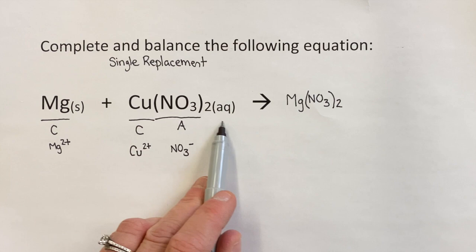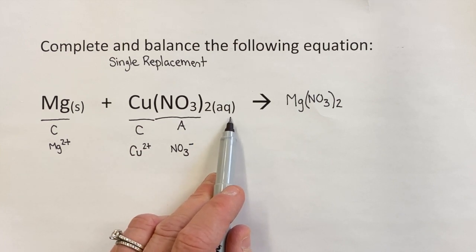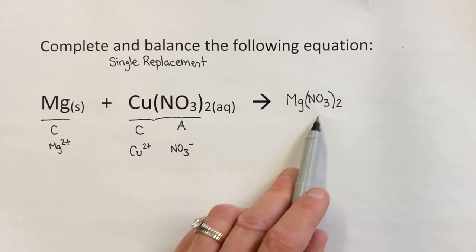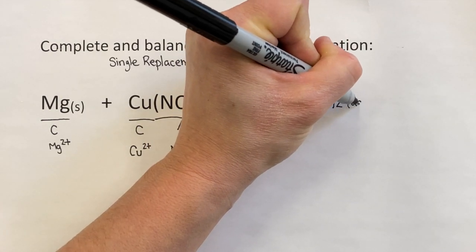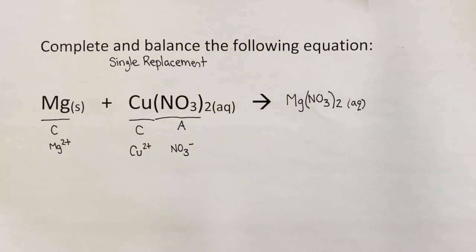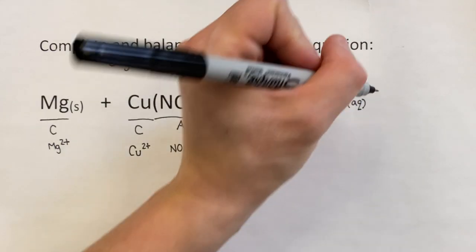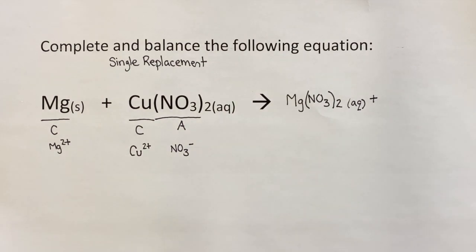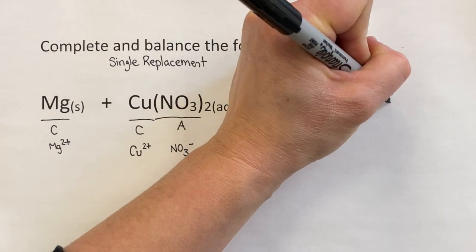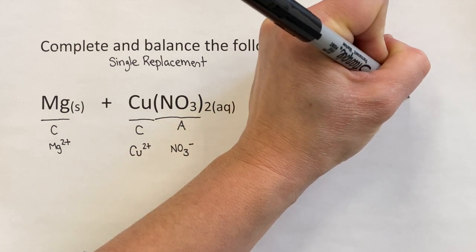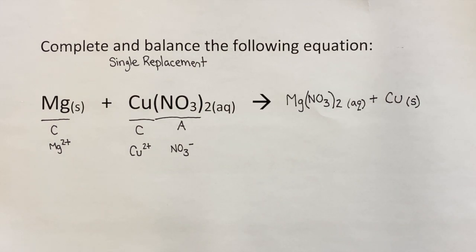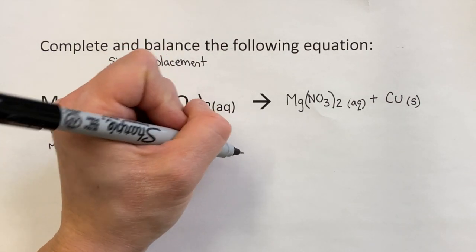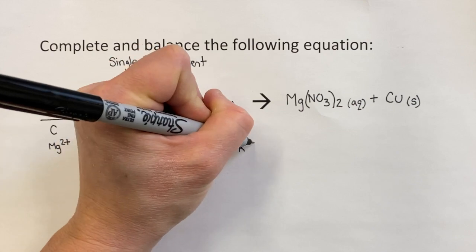My next question is, is this soluble in water? I can see that this reaction is taking place in an aqueous environment, so I need to check my solubility chart. Nitrate compounds are soluble with most things, so when I check, I see that magnesium nitrate is a soluble compound, and I'll write it as aqueous. My other product is copper as a metal, therefore I just write it as Cu, and because it's an element, solid.